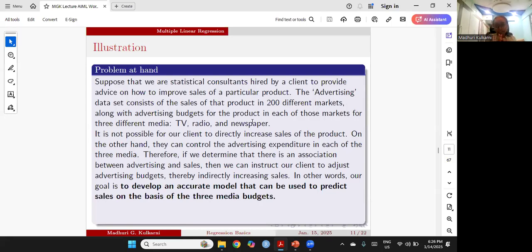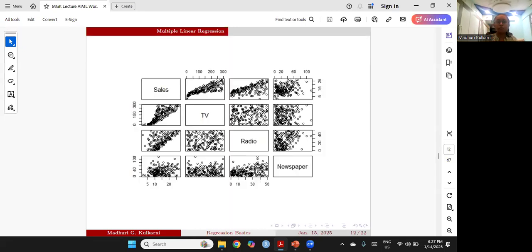Now can I predict, if for the next month this much is the budget for the advertisement for these three media, the sales of that particular product based on the earlier information that we have had? So this is what the multiple linear regression model does.